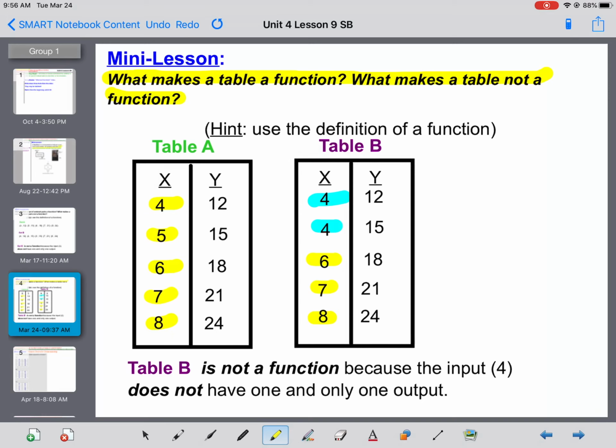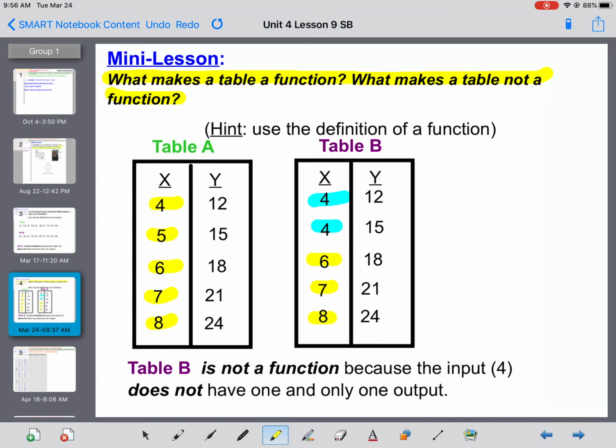Okay, so according to a function, each input only has one output. So table B is not a function because the input 4 does not have one and only one output. The number 4 appears more than one time and also has more than one output. It has the output of 12 and the output of 15, and that cannot happen. So therefore, table B is not a function.